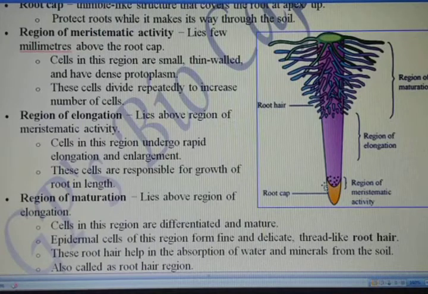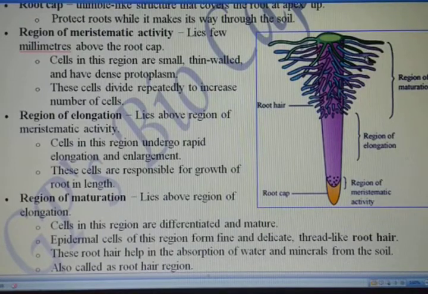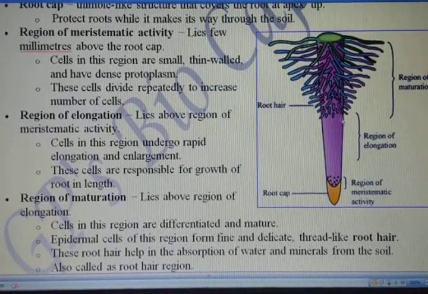They add a number of cells, which later become a little older and then get elongated, as a result of which the root grows lengthwise. The root elongates and then becomes a little older and reaches the permanent stage. At that time the very fine root hairs develop, which spread into the soil and help in the absorption of water and mineral salt. As a result, this third region is called what? Region of maturation, but it can also be called region of root hair.